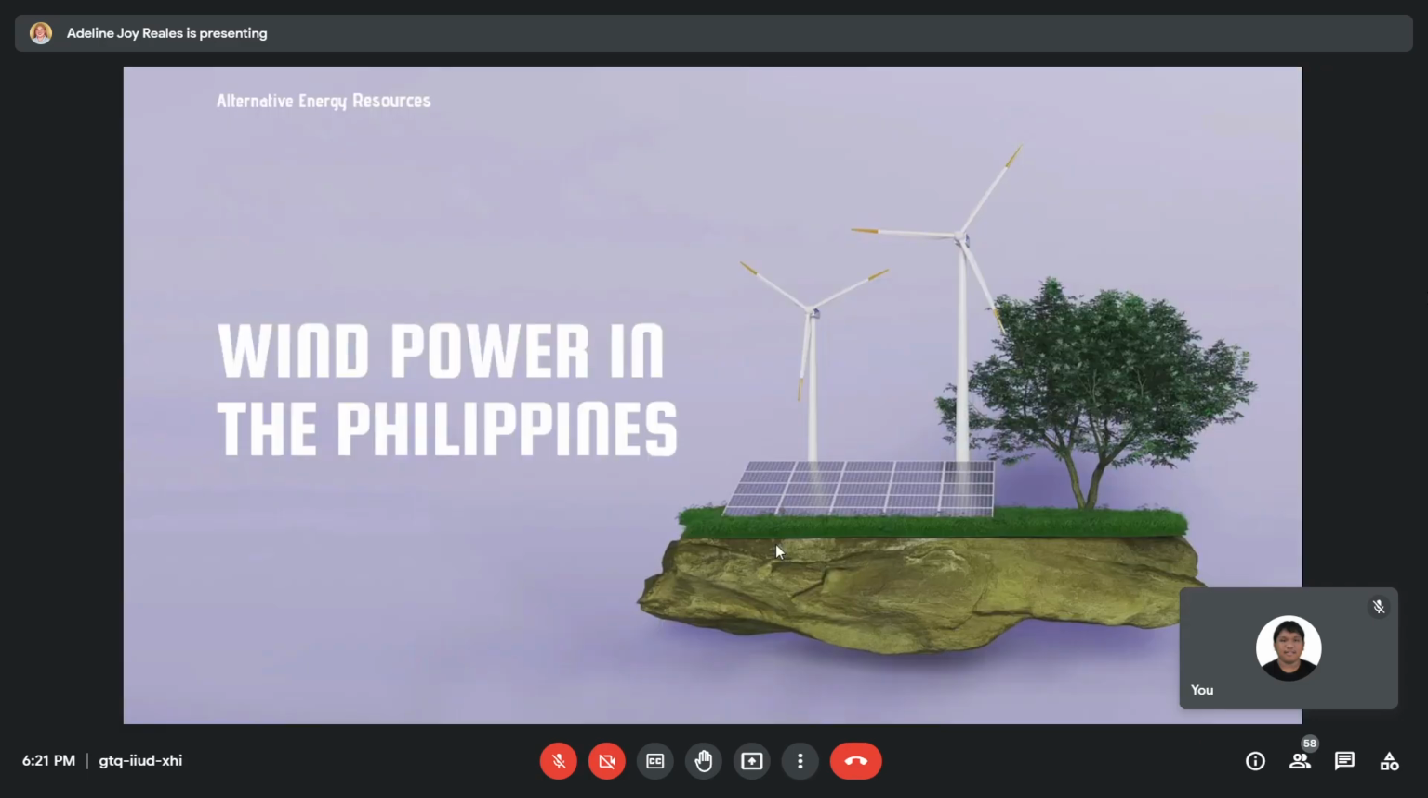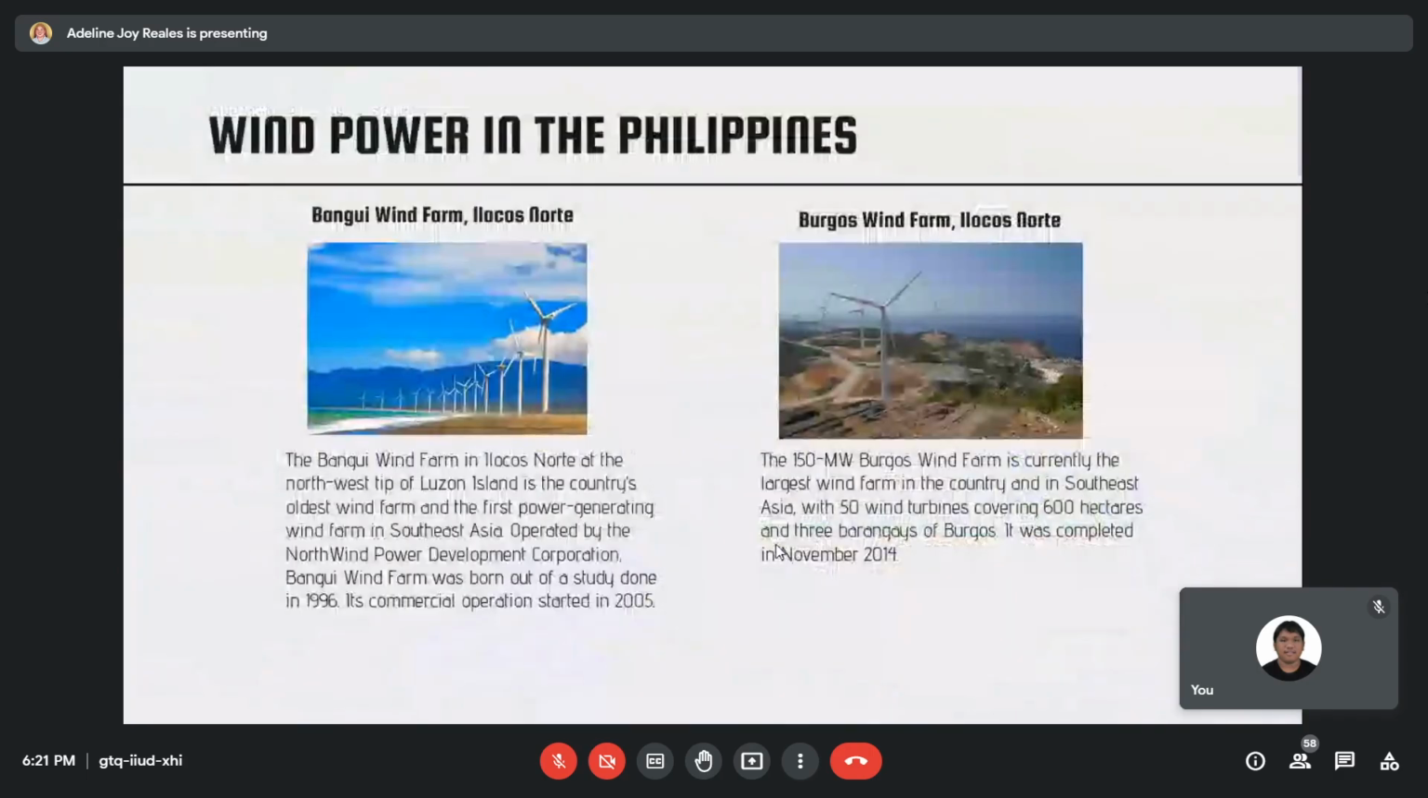Next one. Wind power in the Philippines. As demand for energy is rising, wind turbines are helping the Philippines diversify its energy sources beyond fossil fuels and generating power. The Philippines has significant wind energy resources spread across various islands of the country. So these are just some of the examples of wind energy in the Philippines, but actually there's a lot more.